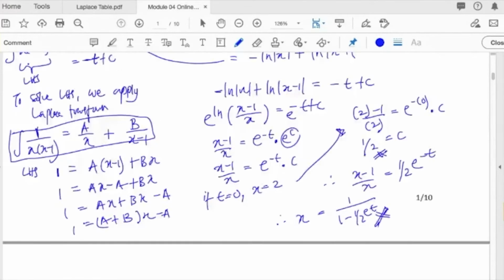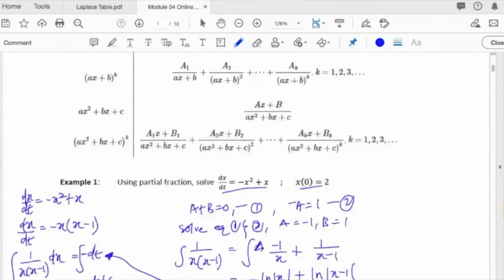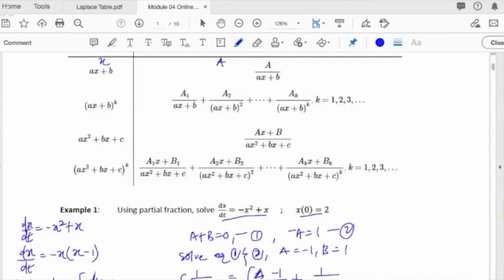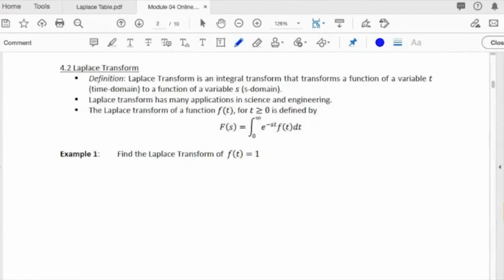So in the previous sections, we learned how to apply Laplace transforms. And if you want to apply Laplace transforms, you need to remember how to read these tables. We go to the Laplace transforms. You can read the definitions, but the idea of Laplace transforms is to transform from the time domain to the S domain, or the frequency domain. The applications are many. You can find them especially in science and engineering.